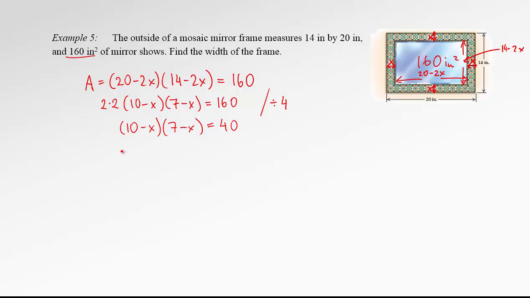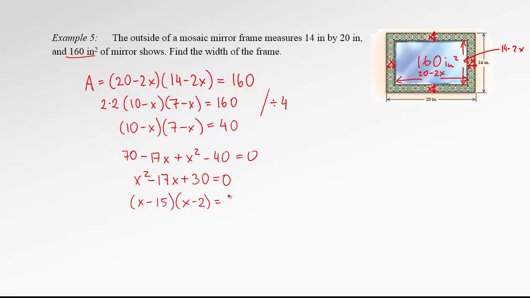So let's FOIL. We'll get 70 here, minus 7x and minus 10x is minus 17x, and then plus x squared. Let's bring the 40 to the other side and arrange in decreasing order of exponents. So we get x squared minus 17x plus 30 equals 0. Can we factor it? Can we find two numbers that multiply to 30 and add up to 17? Yes, we can. 2 times 15 would work. So x minus 15 and x minus 2 equals 0.